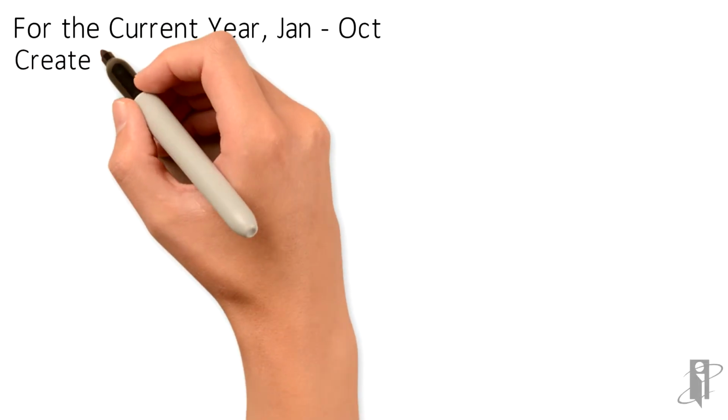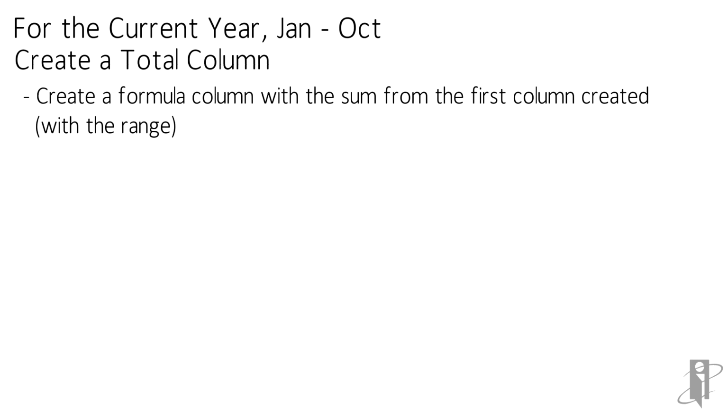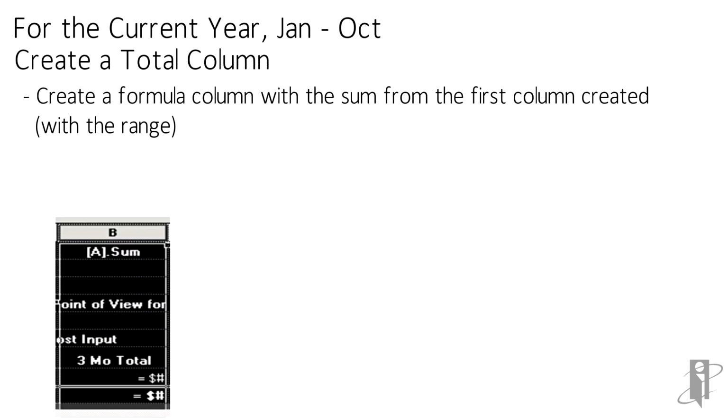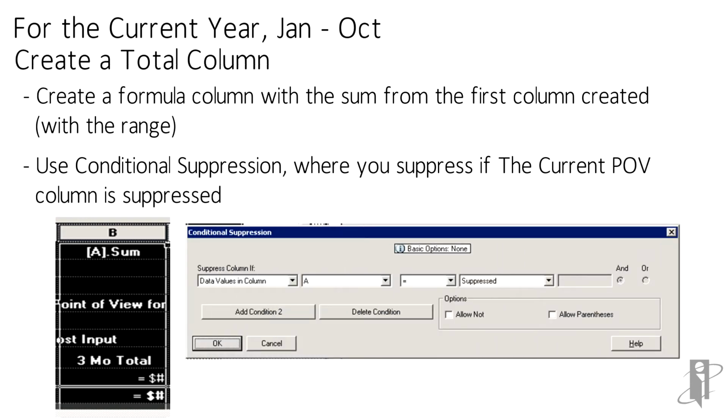Now we're going to create a formula column for the 3-month totals. Basically, just sum the first column you created, the one with the range. Then we're going to go all fancy again and use the advanced options for conditional suppression. But this time, select data values in column, the one that you just created to handle the suppression, and then suppress if that column is suppressed, kind of an inception for suppression. Do this on the range column as well, the first one that you created.